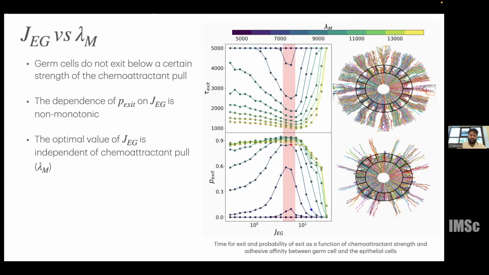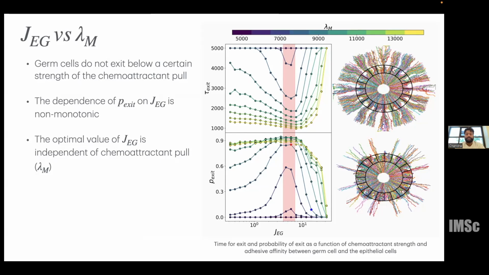So we were curious: the optimal value of the adhesive affinity between the germ cell and epithelial cell is independent of the strength, so what is it dependent on? We suspected that what probably determines it is the relative strength of the epithelial cell affinity and the epithelial to germ cell affinity. Because in this simulation, we kept the epithelial affinity the same when we varied the other two parameters. Maybe this is why the optimal value doesn't depend on other things.